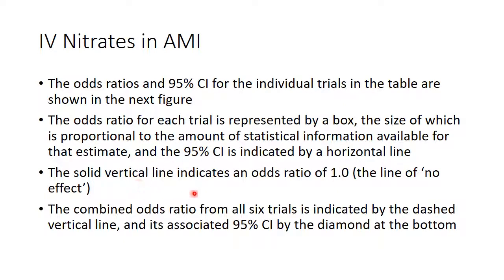Okay. The solid vertical line is going to indicate an odds ratio of 1, and this is the line of no effect. I'll show you what that looks like in a second. And then the combined odds ratio of all 6 trials is indicated by the dashed vertical line, and its associated 95% confidence interval is going to be the diamond at the bottom.